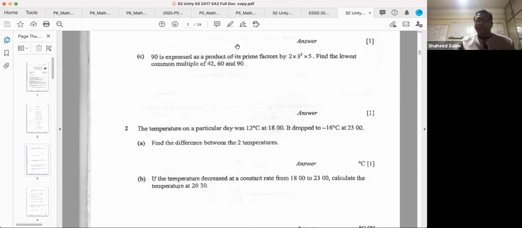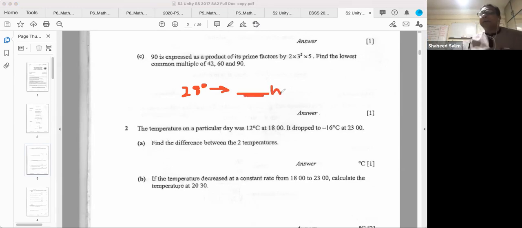28 degrees, right? It took how many hours? You find out how many hours it took. 1 hour is how many degrees drop? So between the two, how many hours? These two is 28 degrees, right?